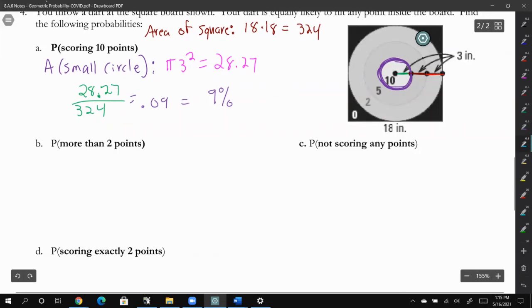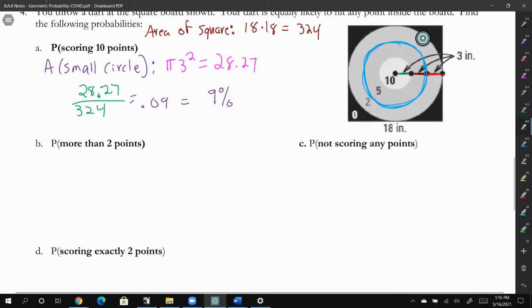Now, letter B says the probability of scoring more than 2 points. Okay, so more than 2 points means I could get 5 or 10 points. So I want the area of this circle right here. Now, the radius of that circle is going to be 3 plus 3, because remember, each one of these segments over here is 3 inches. So that light blue circle has a radius of 6.